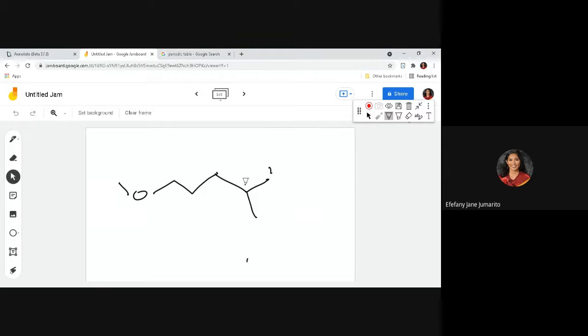1, let's count, 2, 3, 4, 5. The 6 earlier was because you counted up to here. So it is not part of the chain, we only count until the oxygen. Okay, 1, 2, 3, 4, 5, 6. Here we have 6 carbons. Okay, so that is our parent chain, we have pent.